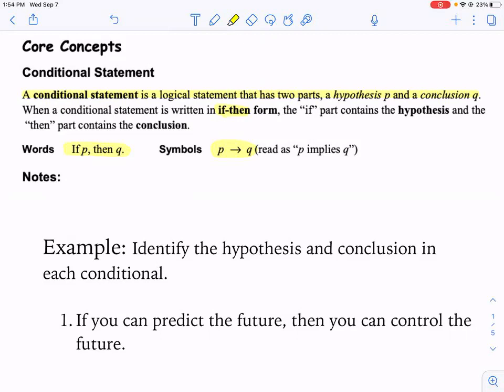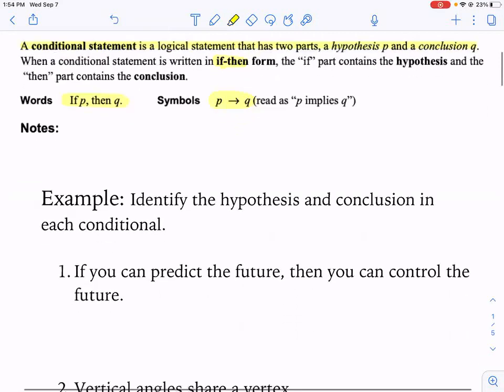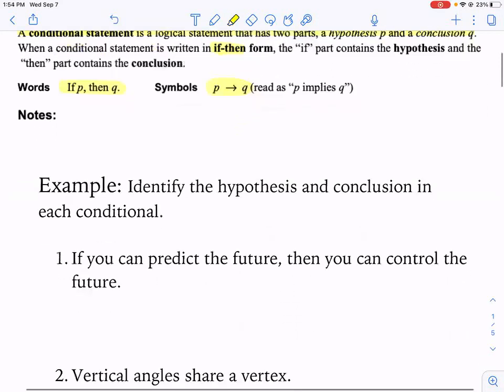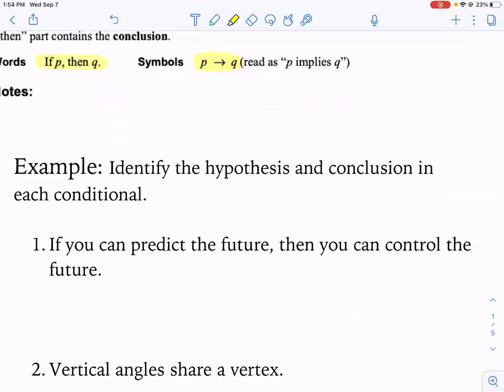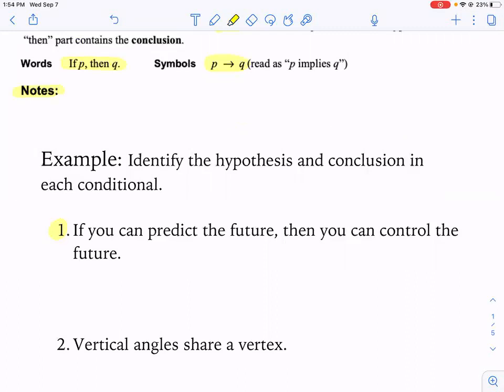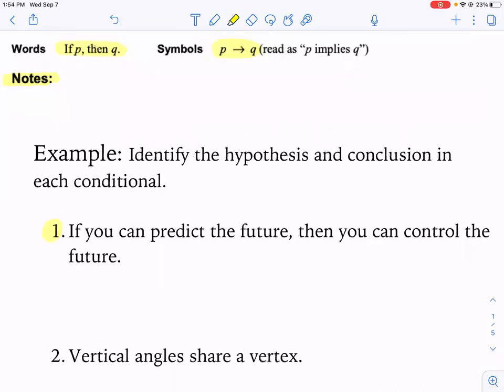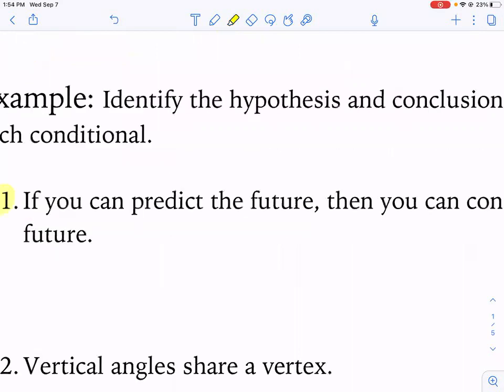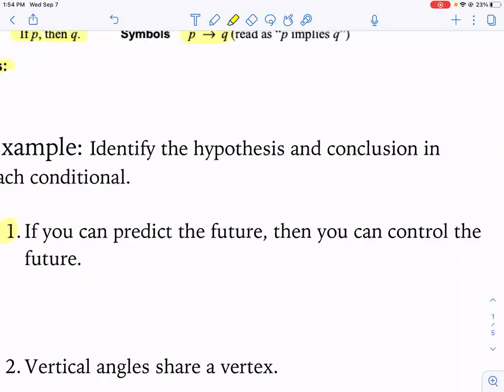Okay. So we're going to practice taking a statement and identifying the hypothesis and identifying the conclusion. So what I want you to do is write down this example number 1 right here. Do you see where it says notes right here? Okay, probably not with your highlighter. Oh, no, you can highlight. Okay, so I have it big so we can see it on my board. Okay, go ahead and write down this statement. If you can predict the future, then you can control the future.